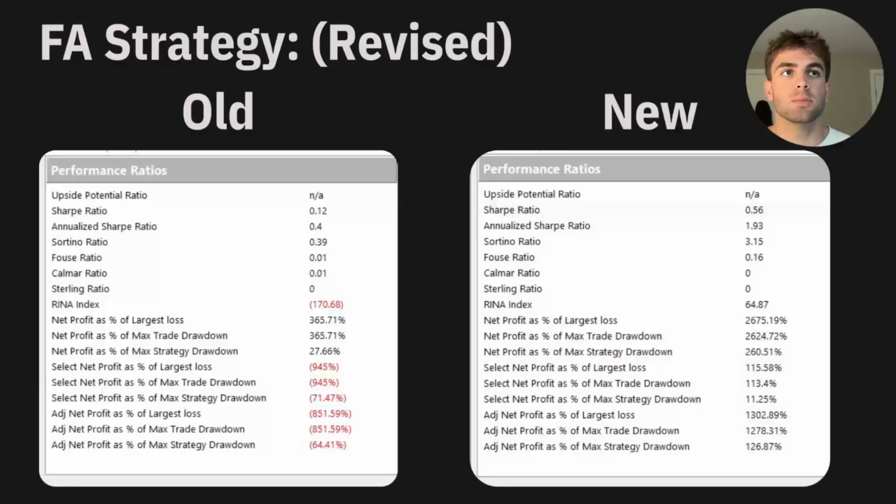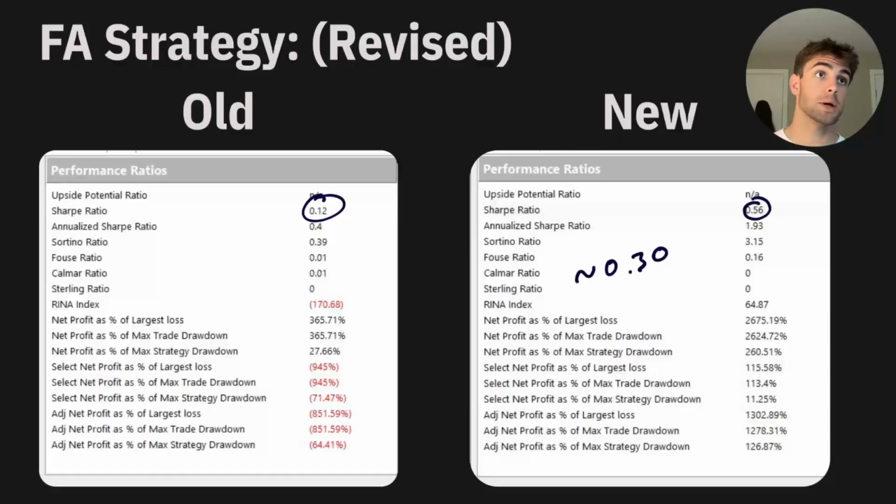Okay, so now let's compare the old versus new strategy. The key thing I'm looking at here is the Sharpe ratio. The Sharpe ratio on the past one was 0.12, and the Sharpe ratio on the new one is 0.56. The Sharpe ratio on the market overall is supposedly around 0.3. So the last one performed worse than the market. This one performs better than the market. Huge win, same strategy, just optimized through iterating the inputs of the different variables.